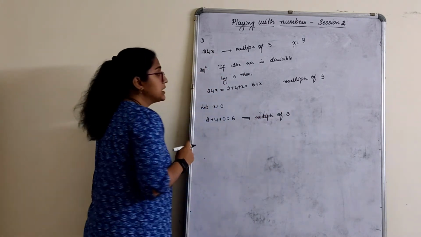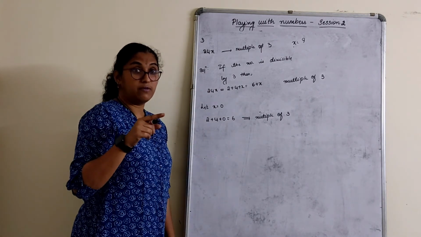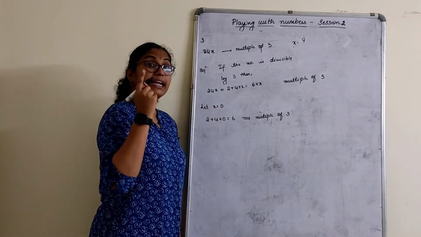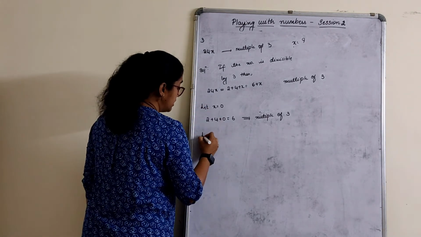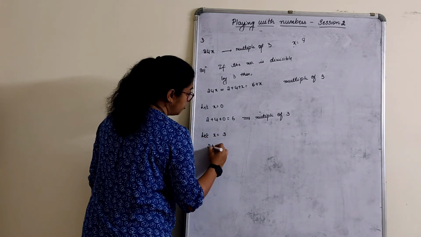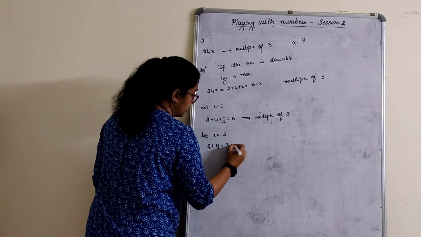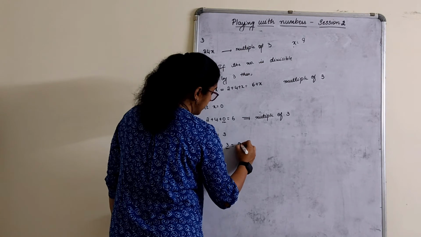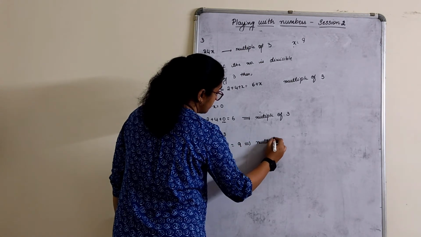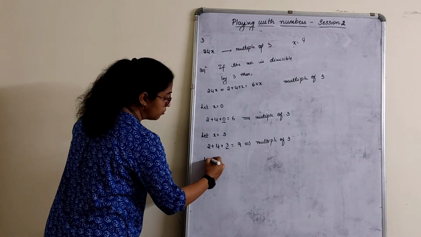6, the next number should be what? If I have to get, so 7 will come if I add 1. So 7, 6, 7, 8, I can take 9. Therefore, let x is equal to 3. So 2 plus 4 plus 3. 4, 5, 6, 7, 8, 9. Multiple of 3 possible.